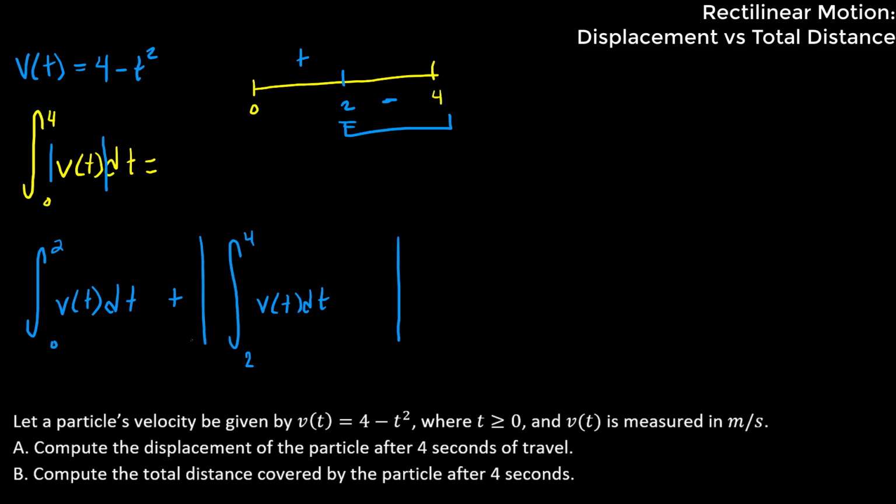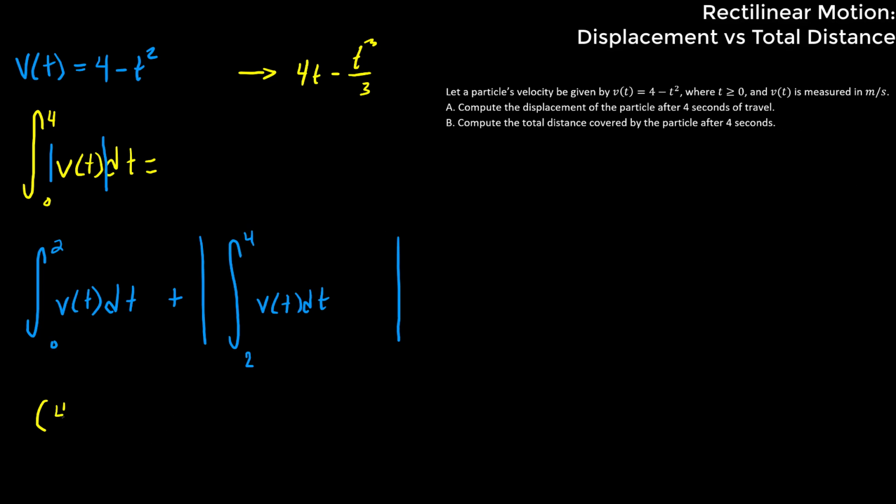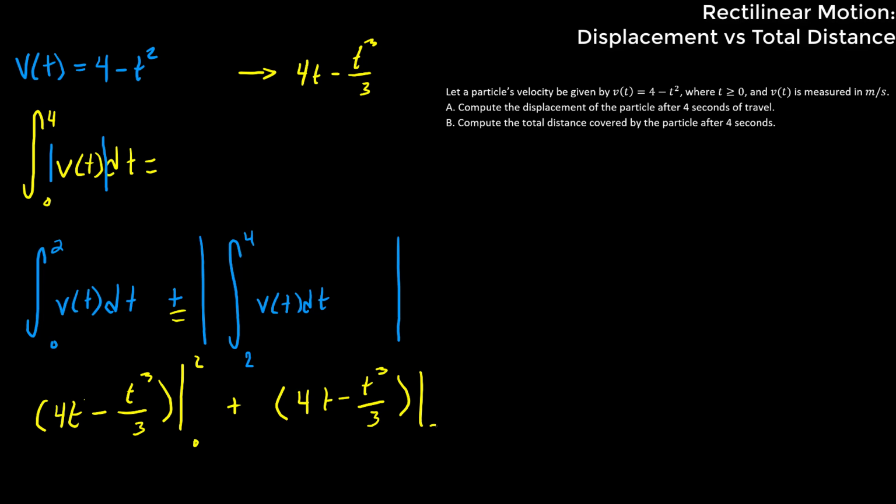And so we can go ahead and solve this now in the following way. If we were to integrate, or take the antiderivative of, 4 minus t squared, we would have gotten, just like last time, 4t minus t cubed over 3. So I'm going to go ahead and use that. That was the antiderivative. So for this 0 to 2 part, we're going to have 4t minus t cubed over 3 evaluated from 0 to 2, and then we're going to add to it, just like here, the evaluation of 4t minus t cubed over 3 evaluated from 2 to 4.